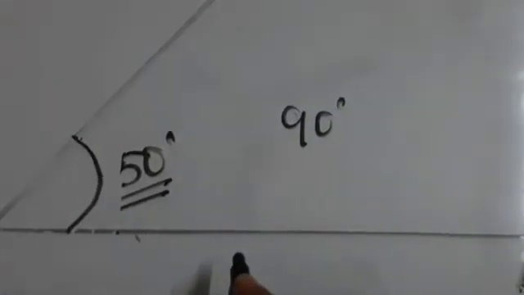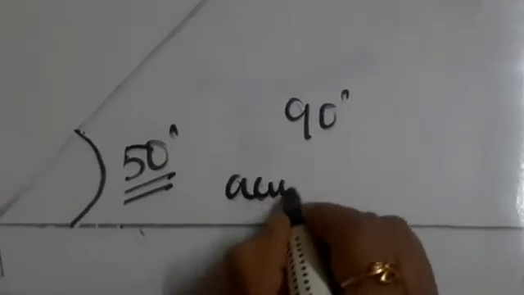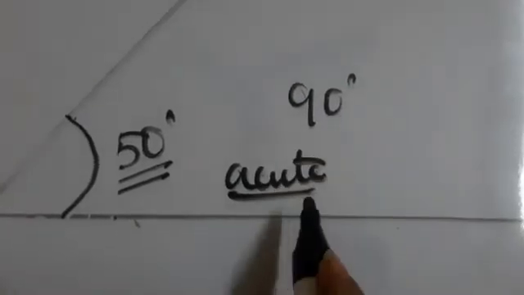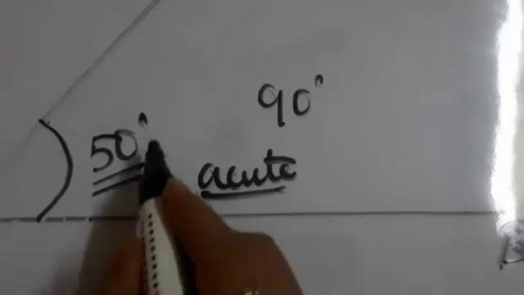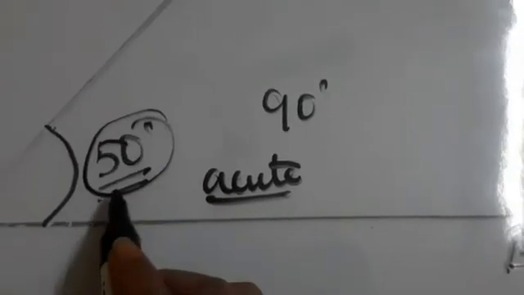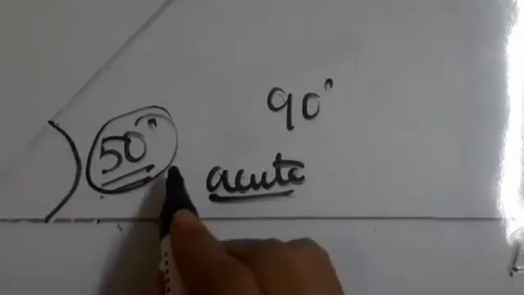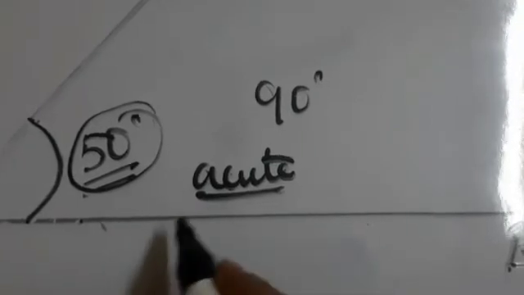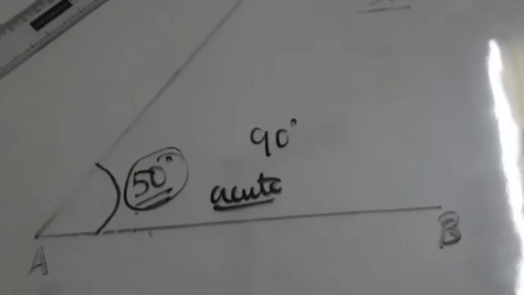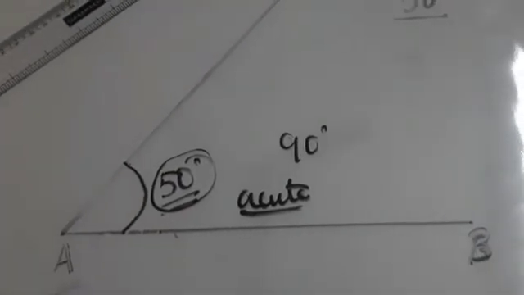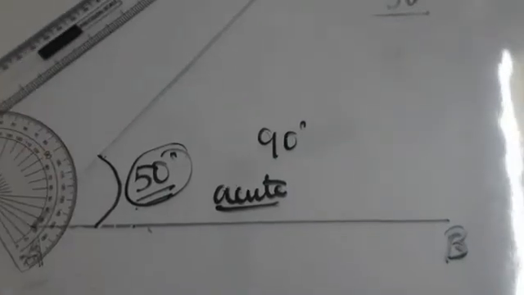The angle which is less than 90 degree is called as acute angle. This is of 50 degree, which is less than 90 degree. So this angle is called as acute angle. So this is how you have to construct an angle using the ruler and the protractor.